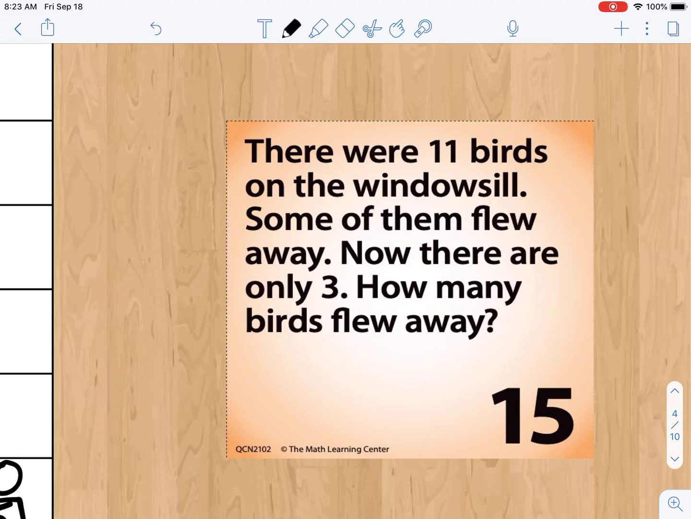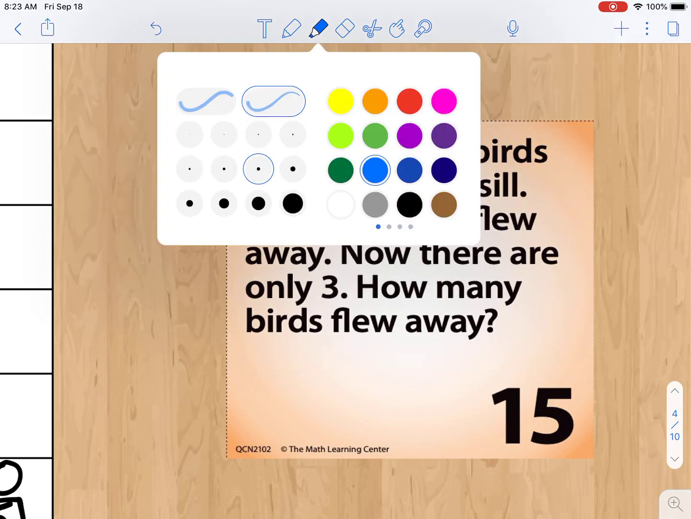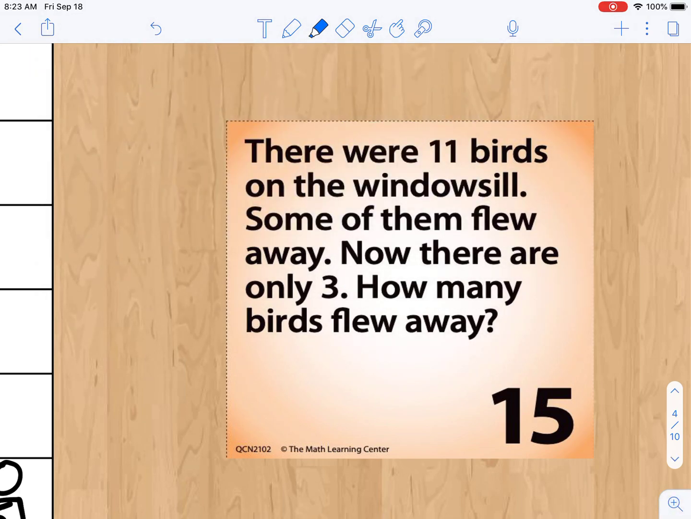All right, so we're going to be drawing this problem out to help us with our work today. So if we had 11 birds on the windowsill, let's go ahead and draw those. 1, 2, 3, 4, 5, 6, 7, 8, 9, 10, 11. We have 11 birds on the windowsill. Some of them flew away. Now there are only 3. How many birds flew away?